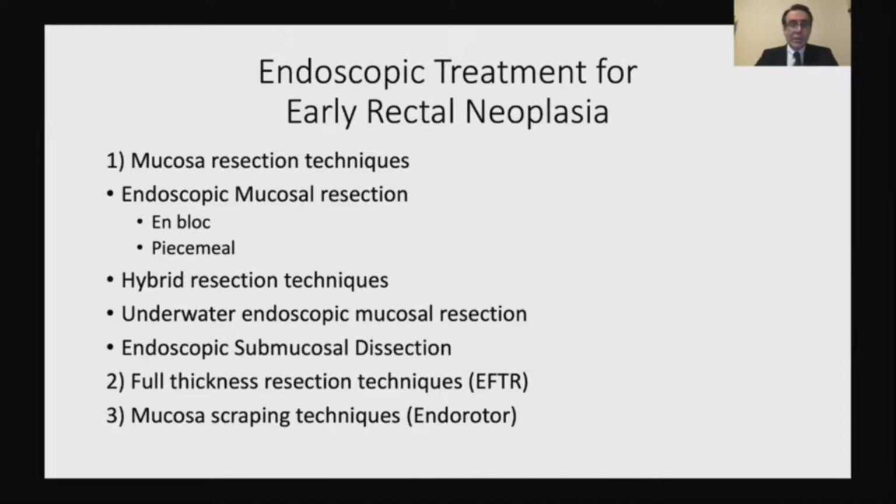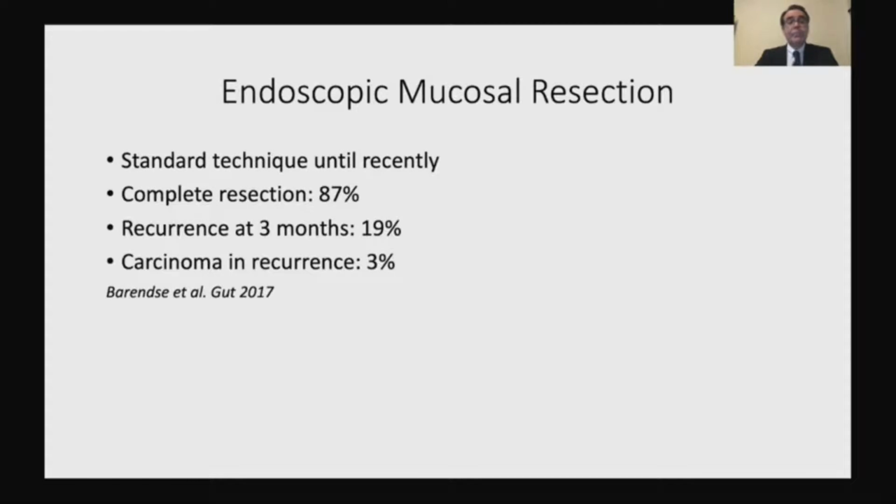We have underwater resection, which is also becoming very popular, and we have endoscopic submucosal dissection, in which we use special knives to make an incision around the polyp and to dissect the submucosa and remove the lesion in one piece. We have full thickness resection techniques with special over-the-scope clips. I'm not going to discuss this today. And we have techniques to just scrape the polyp off from scarred polyps, from polyps which have been treated multiple times, and we have a handful of them in the rectum.